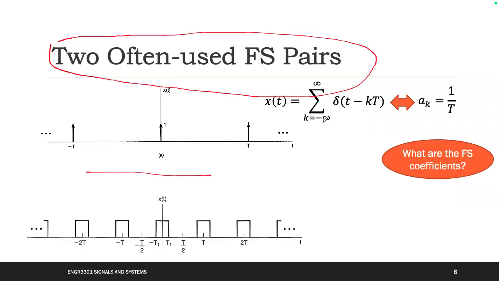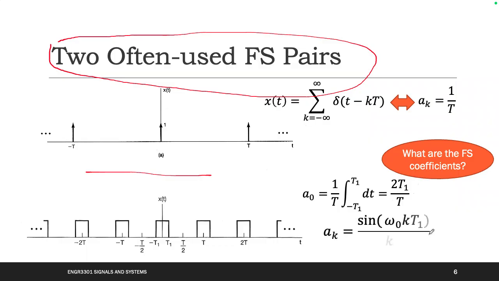And for the second signal, we know the A now should equal 2 over t, and then the AK should equal this one, sin omega naught k over pi k. Actually, for this kind of signal, the A0 you can calculate using the area divided by the period. And we talked about some examples in the previous class. Yeah, if you have any question, just let me know. Okay, let's continue.